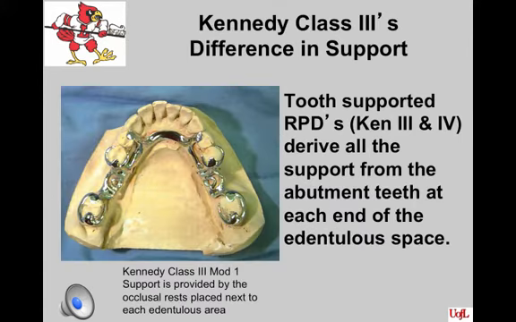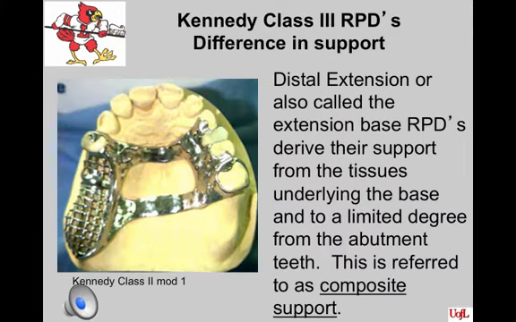The tooth-supported removable partial dentures derive all their support from the abutment teeth at each end of the edentulous space. That support is provided by the occlusal rests that are placed next to the edentulous area. The distal extension, also called the extension base RPD, derives its support from the tissues underlying the base and to a limited degree from the abutment teeth. This is referred to as composite support.